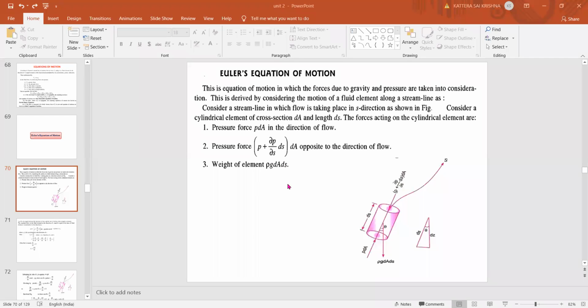Already we know that weight is equal to mg. So the g term is this one. M is nothing but density into volume. Since density is equal to mass by volume, from that I'm taking mass is equal to density into volume. So density into volume into g gives your weight of the element.